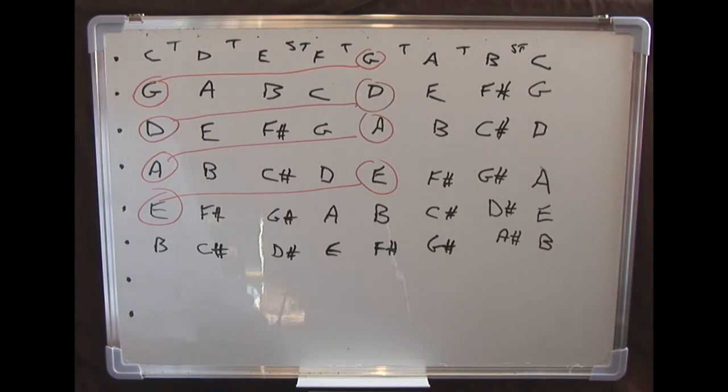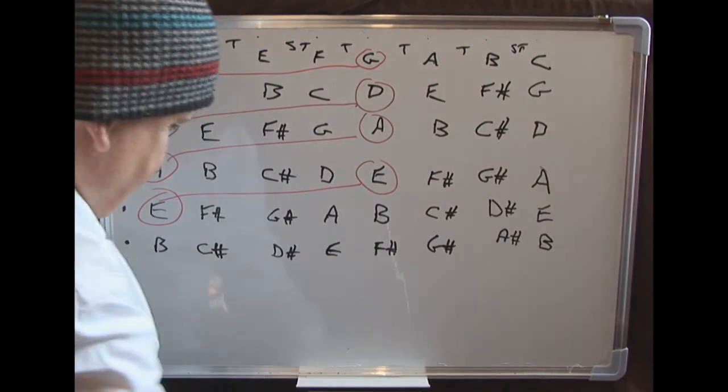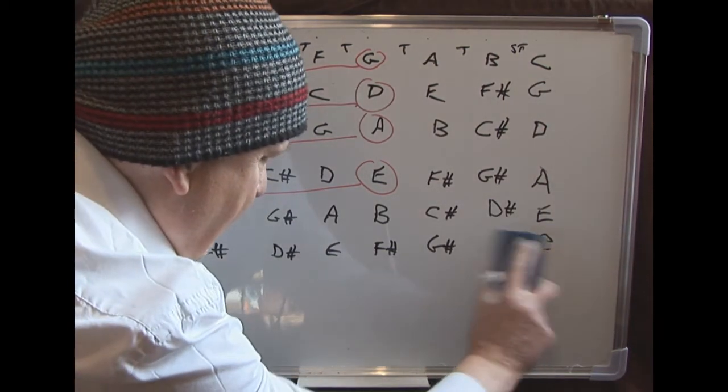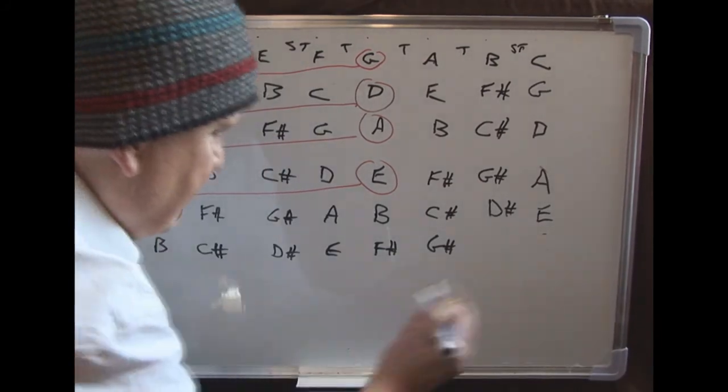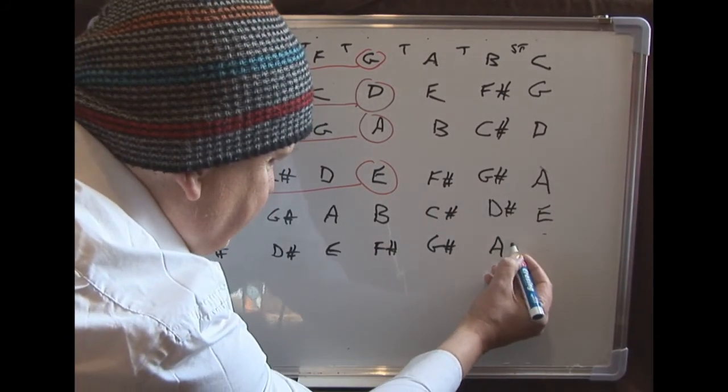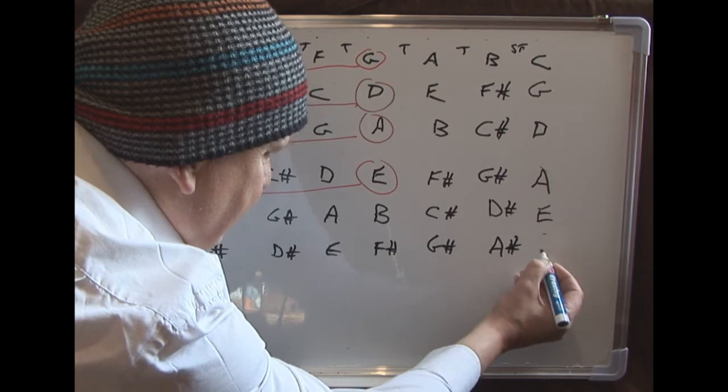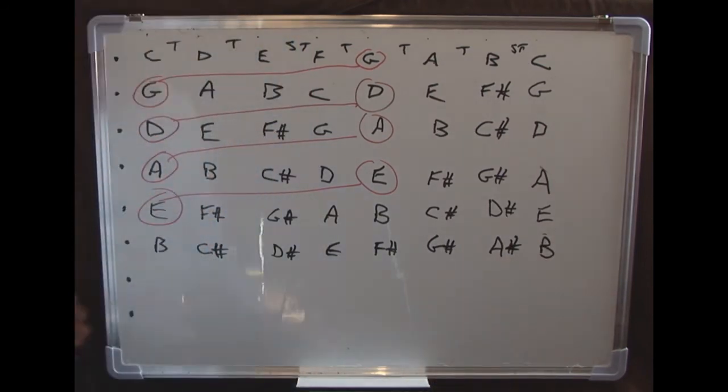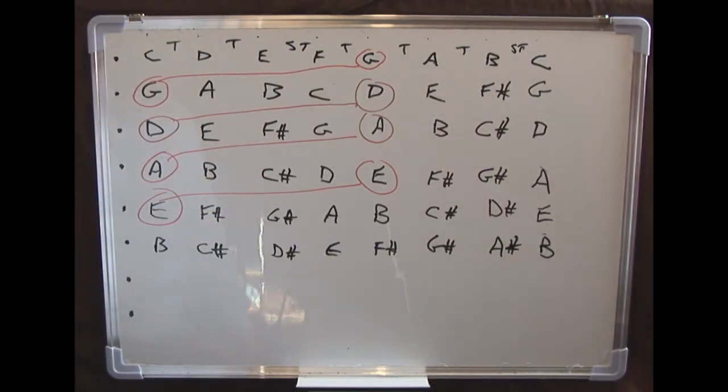Going a little bit out there, aren't we? But never mind. Shall we neaten that up? So, A sharp, oops, B. Not used to writing on chalkboards.